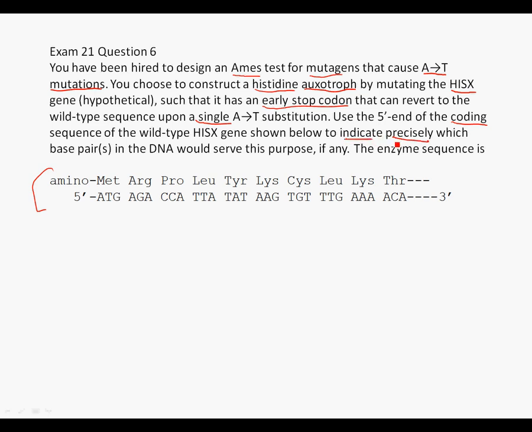Indicate precisely. Indicate how? Circle it, draw an arrow precisely. That means that base pair or base pairs in the DNA that would serve this purpose, if any, in the enzyme sequences.